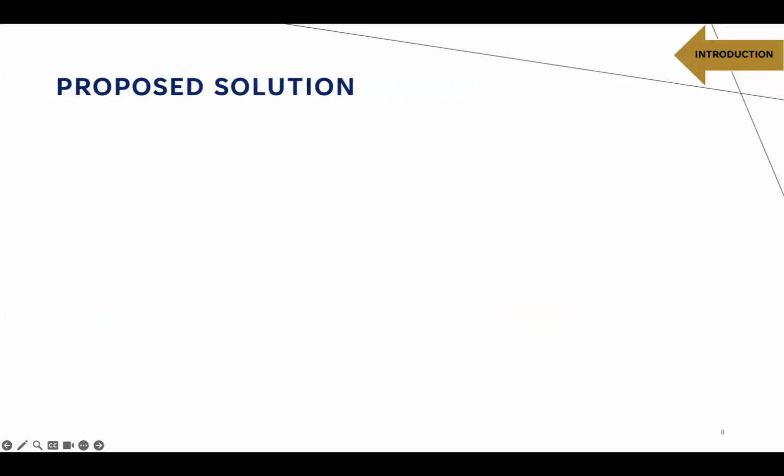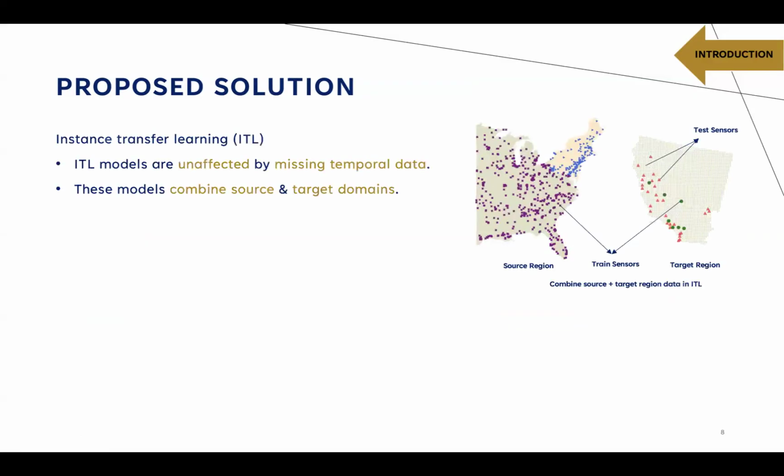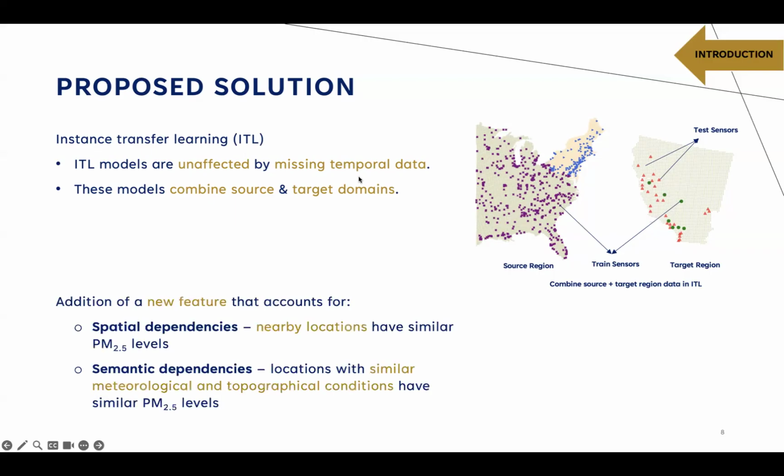Okay, so what is our proposed solution? We have focused on instance transfer learning. Instance transfer learning models are unaffected by missing temporal data, which is not the case for the forecasting models. Also, these models combine source and target domain data, which is useful because, since there can be missing values, this kind of combination can help fill up the data set.